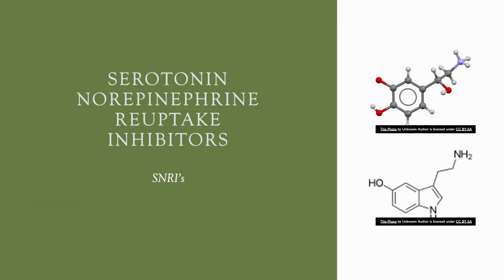The SNRIs listed in the book, and that's serotonin norepinephrine reuptake inhibitors, are venlafaxine, Effexor, desvenlafaxine, Pristiq, and levomilnacipran, which is Fetzima. There's also duloxetine, which is Cymbalta, and those are the only SNRIs listed. I'll go through them again. So venlafaxine, Effexor, is an SNRI, desvenlafaxine, which is Pristiq, is an SNRI, duloxetine, Cymbalta, SNRI, and lastly, levomilnacipran, which is Fetzima.